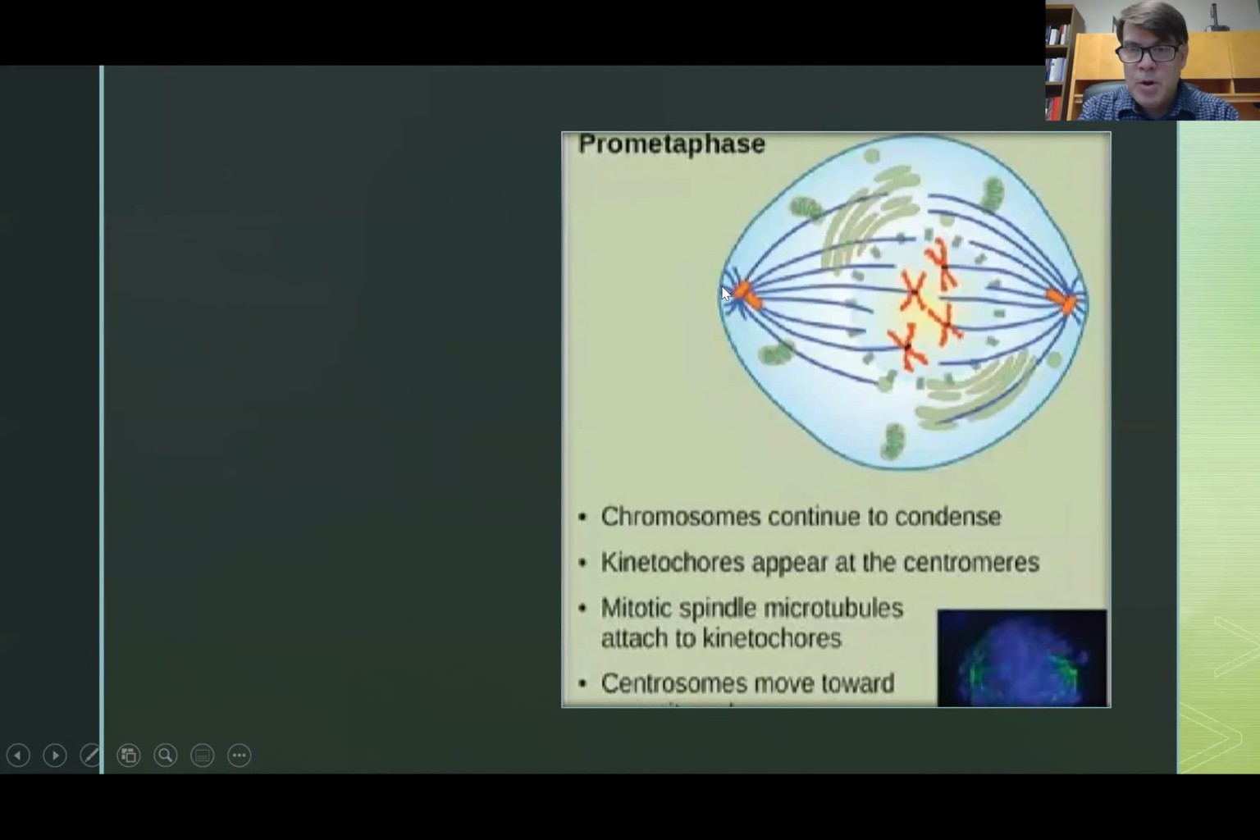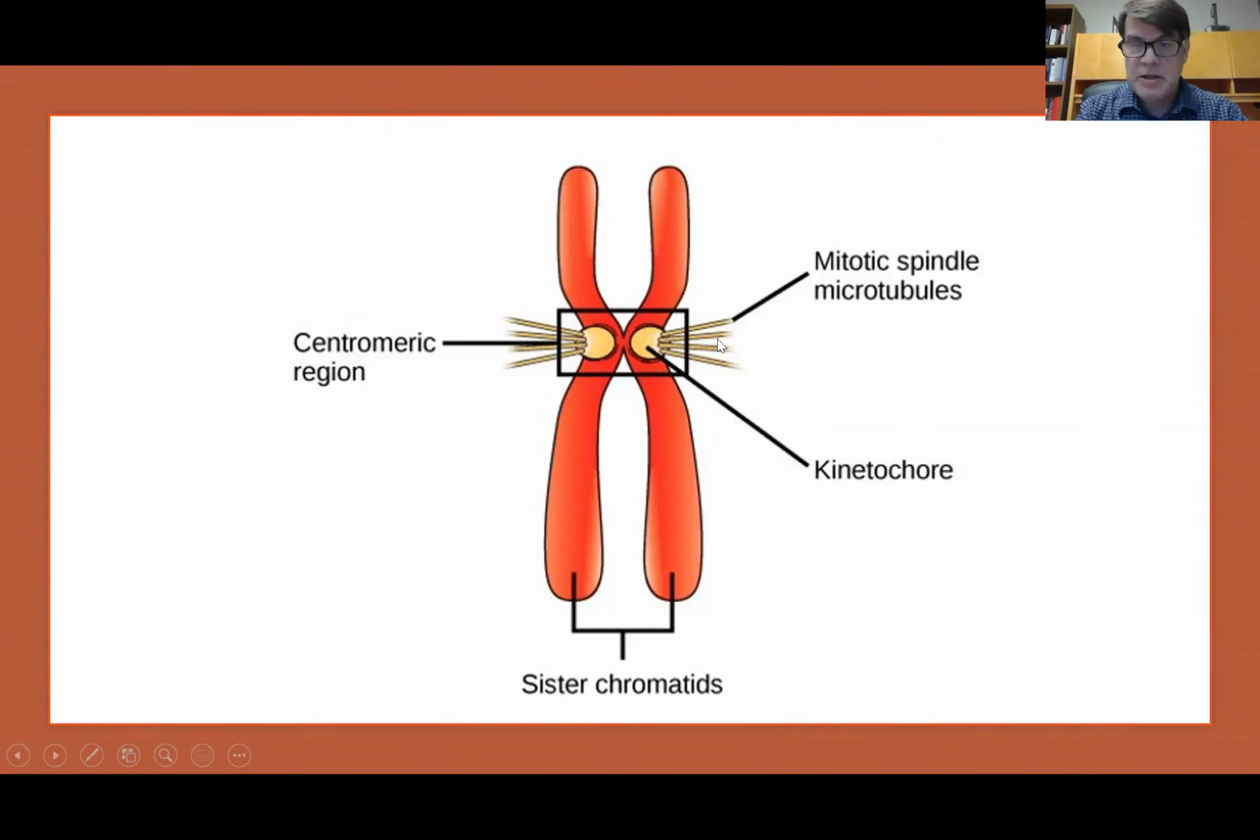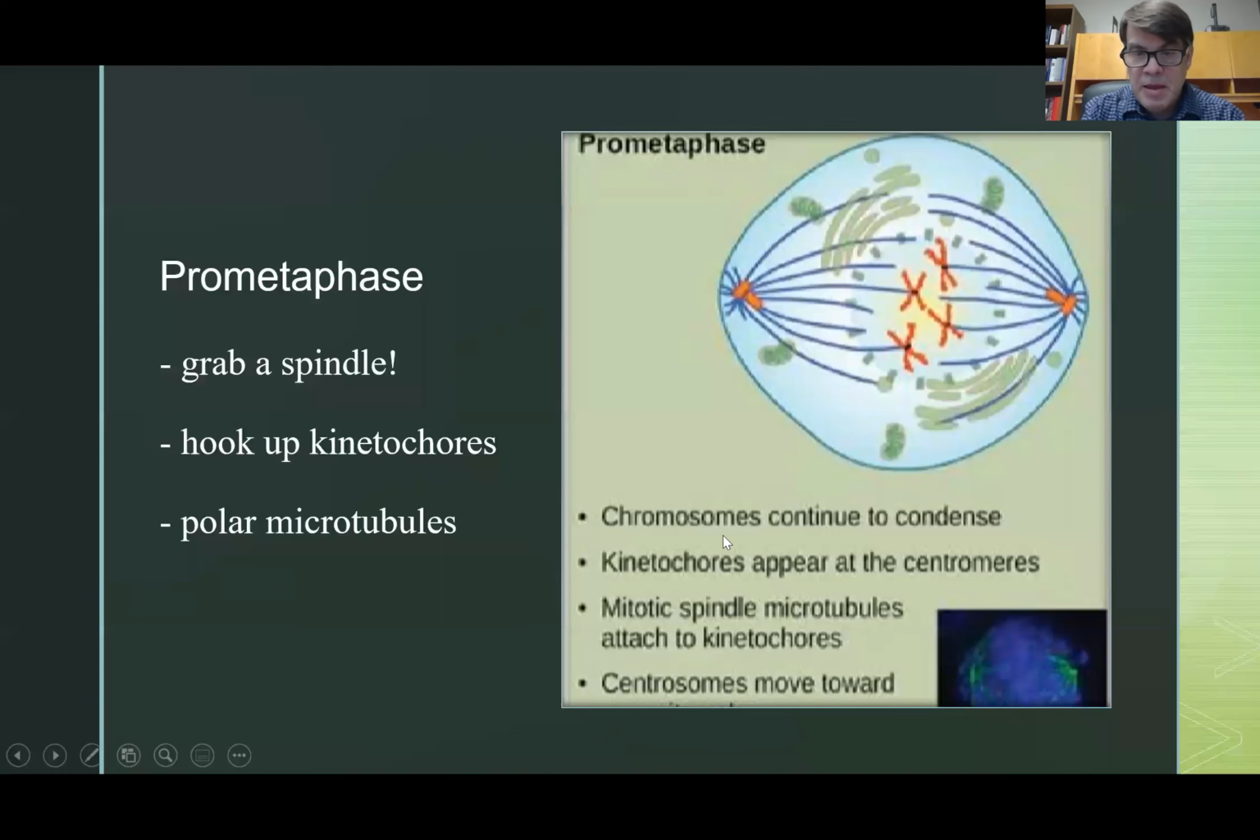Prometaphase: we're hooking up the chromosomes to the spindles. We're attaching the mitotic spindles. These microtubules are hooking up, getting ready for the tug of war. This is the centromere region in the center. These are sister chromatids. And then the kinetochore, the movement core, is like a protein glue or a hook. It's where we hook up the spindle, right there in the middle.